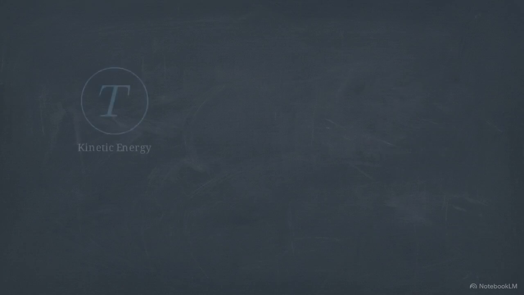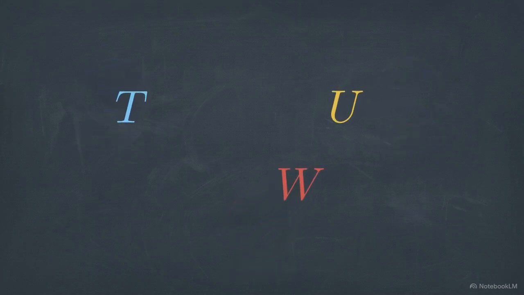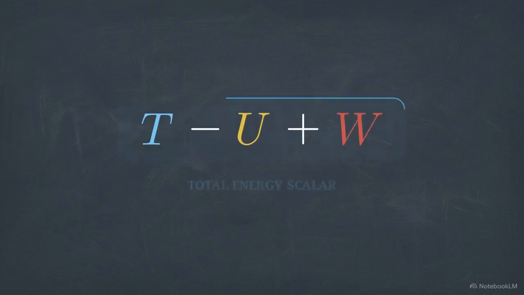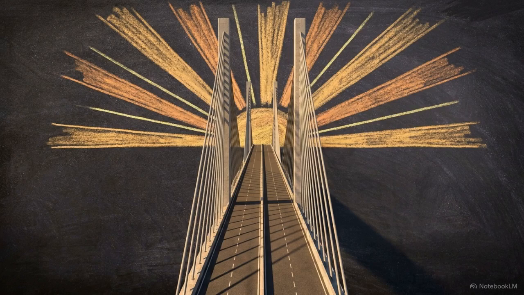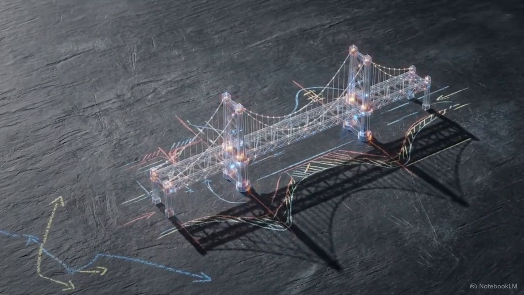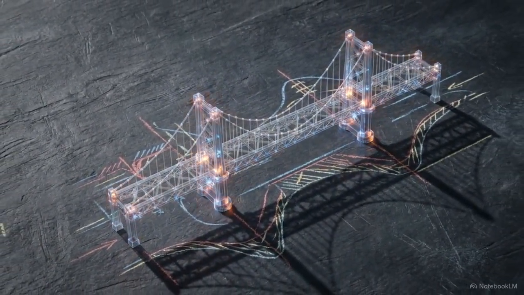We combine these three components into a single expression for total structural energy: kinetic minus potential plus external work. The state of any structure is a continuous balance between its motion, its internal resistance, and these external driving forces. We can now move from the physical definitions of these energy components to their mathematical execution within Hamilton's functional.